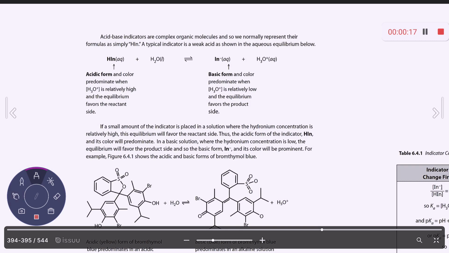There we go. Okay, so acid-base indicators are typically represented as HIN, IN for indicator, and then H just represents that it has a hydrogen attached to it. So this typically represents the acidic form of an indicator, okay? And over here, obviously, IN⁻ would be the basic form, okay?